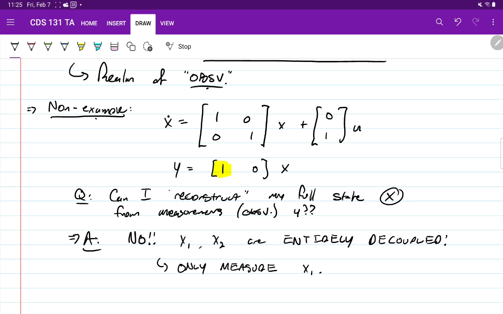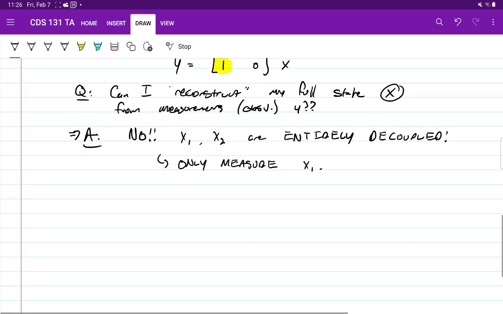So the basic problem here is that we have two different components which are entirely separate from each other, and we're only measuring one of them. If we get measurements of one, that tells us nothing about what's happening with the other. So this is an example of a system which is not observable. No matter how clever we are in designing some sort of estimator, we won't be able to figure out what the second component of our state vector is doing, only given information about the first component.